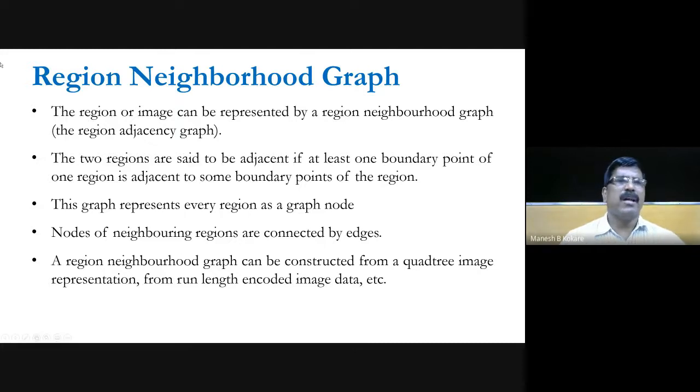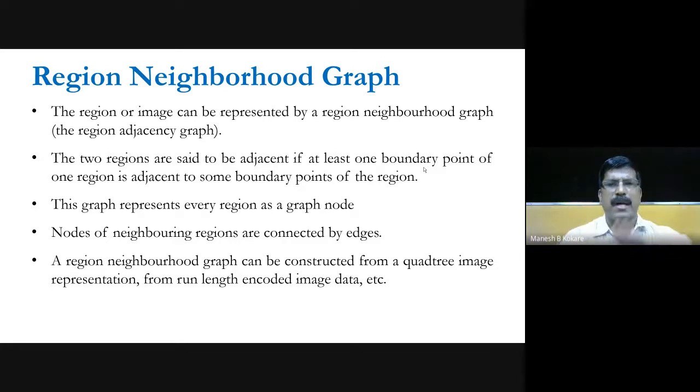So what is there? The region or image can be represented by a region neighborhood graph, also called the region adjacency graph. In that, 2 regions are said to be adjacent when some boundary pixels are common between the 2 regions. Suppose, for example, this is one region and this is another region. So this boundary will be common for this region as well as this region.